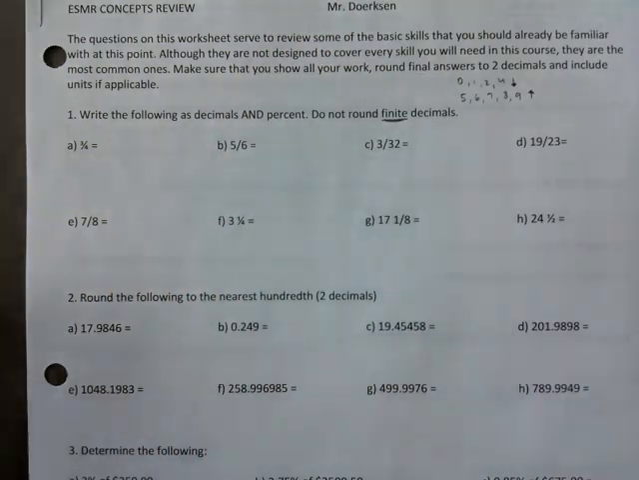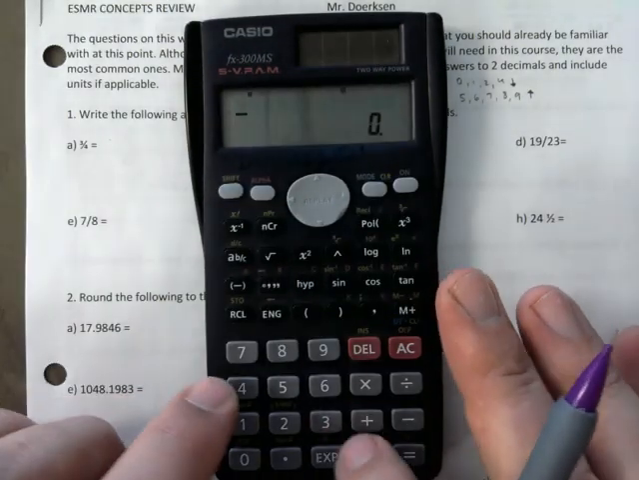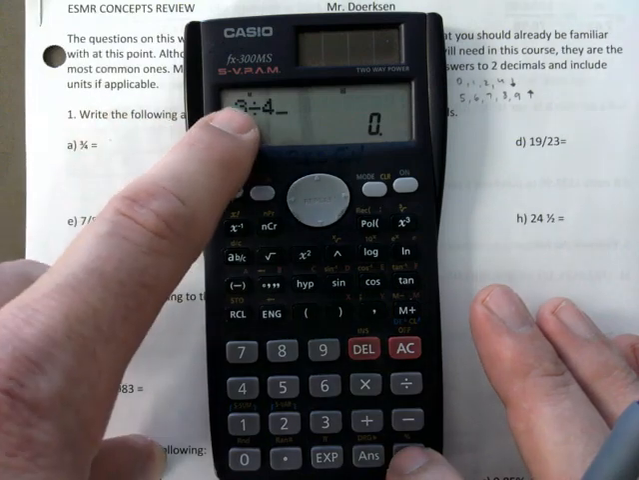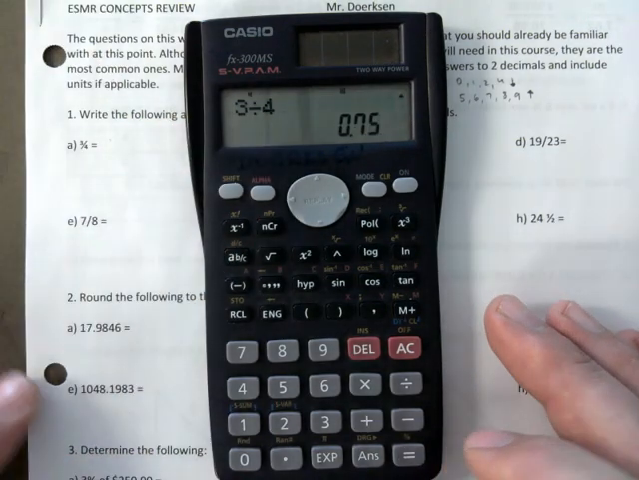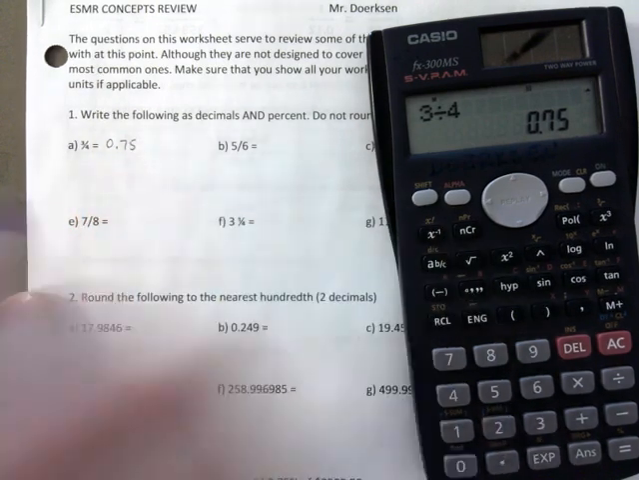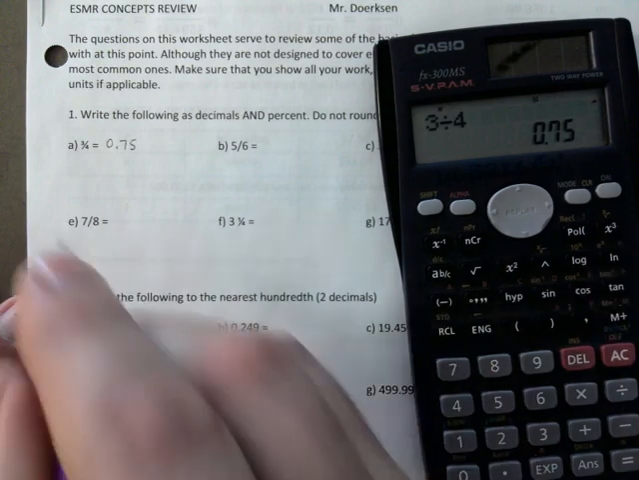So 3/4. Where's my calculator right here? This has been with me for a long, long time. It's my favorite calculator. Always remember if it's a fraction, it's the top divided by the bottom number, right? So this one, I know a lot of you knew this one, right? 0.75.